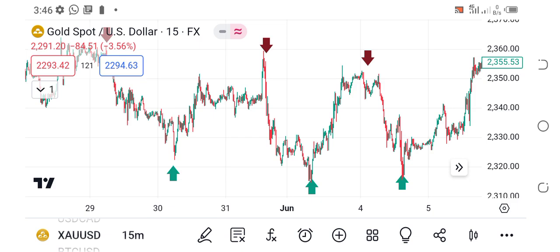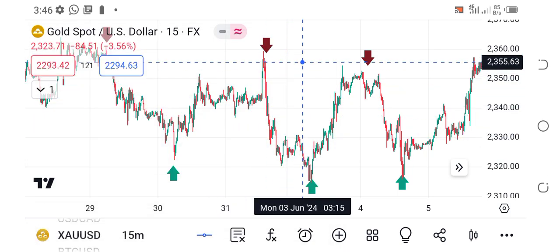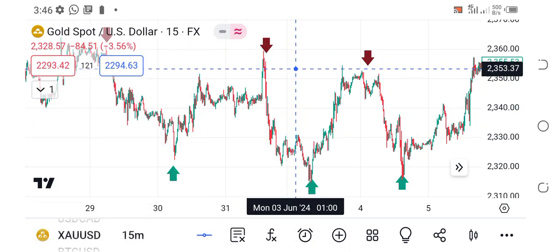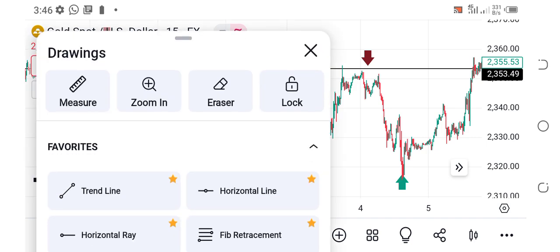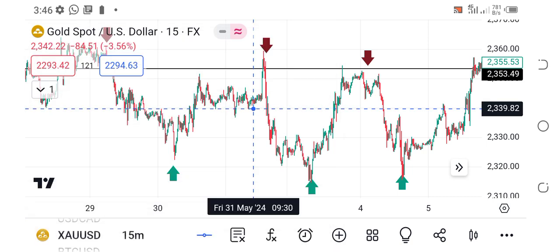You can see the red arrow is pointing towards three places, and the green arrow is pointing towards three places. So I'm going to represent those three places with a single line. When I represent it with a single line, the line I use becomes a resistance line. The black line I just drew there is now a resistance line. I'm also going to represent the bottom with a line.